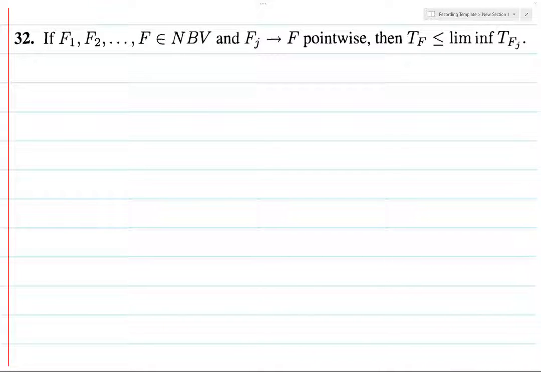Exercise 32. So we're going to fix some x in R, and then we're going to let epsilon be greater than 0.